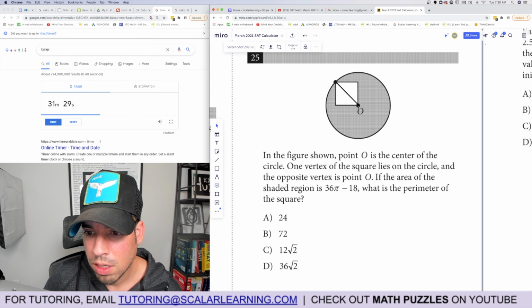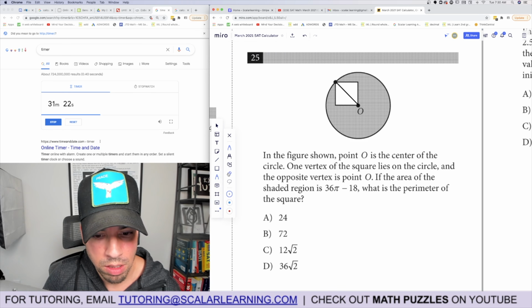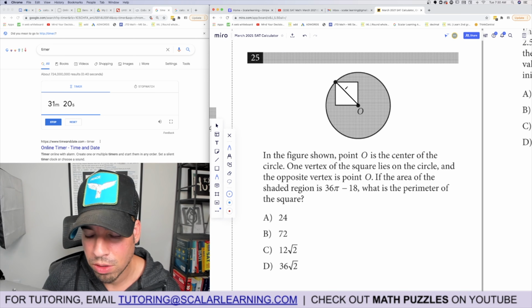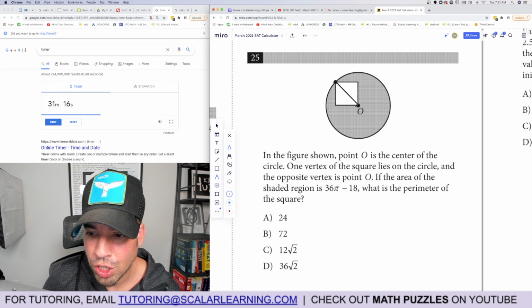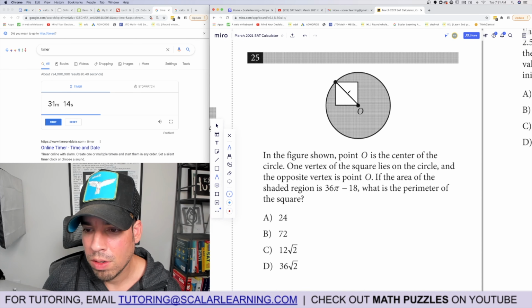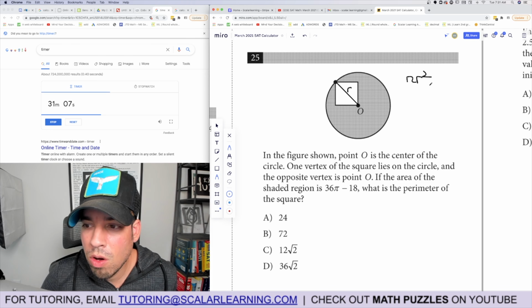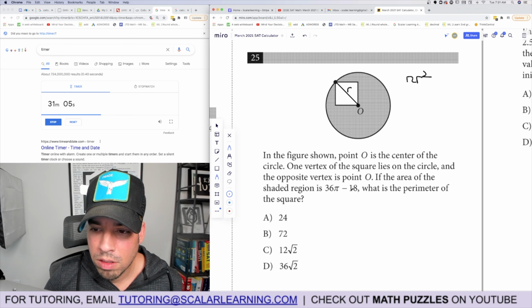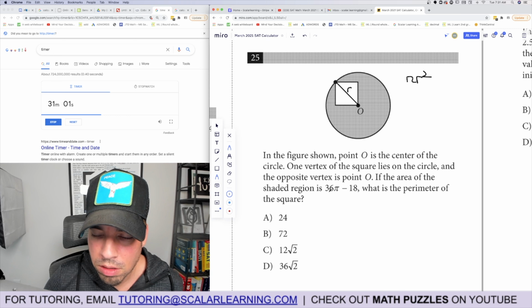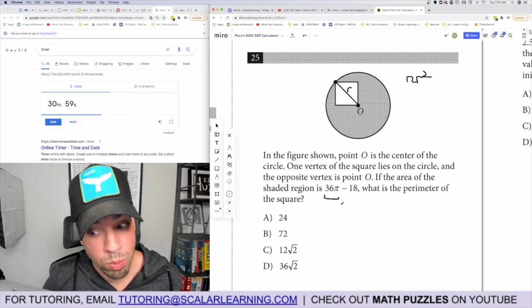Okay, so we got a straight line. I know I need that because that's going to be the radius. We always want to figure out the radius in any type of circle hybrid problem. So the area of the shaded region. So let's call this r. So pi r squared. Oh, wait a minute. The radius is 6. This is such a weird problem.